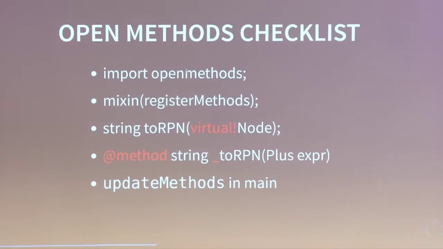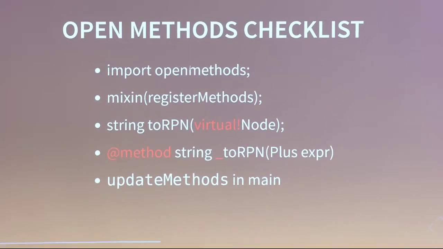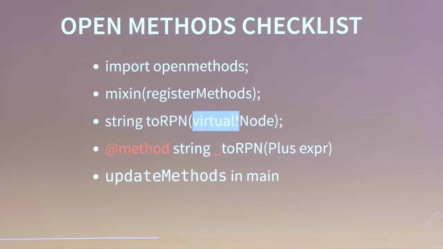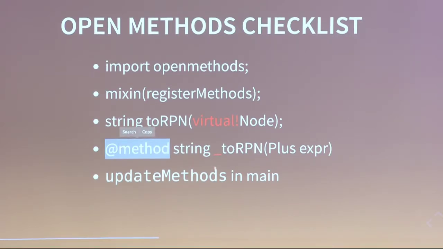So open methods comes with documentation. Here's a quick checklist. You have to import the module, of course. You have to call that mixin in each module which declares methods and defines specializations. Virtual bank node. Virtual bank is just a way of marking the argument which is virtual, and a syntax for declaring specializations. And don't forget to call update methods in main, otherwise it crashes or it asserts. Okay? Any questions so far?